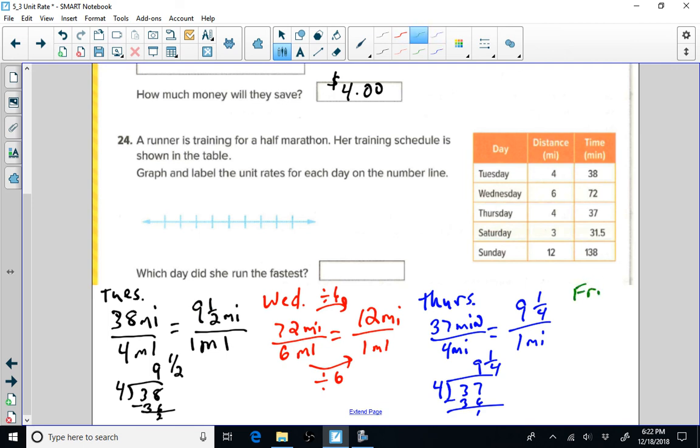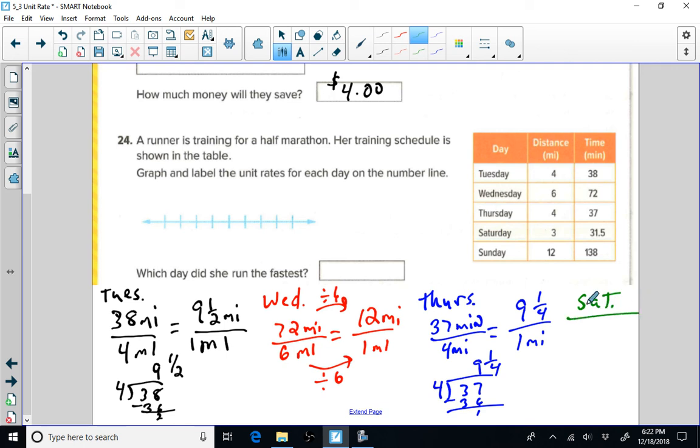Let's try Friday. Or we don't have Friday. We have Tuesday, Wednesday, Thursday. Guess she took off Friday. So we're going to go to Saturday.